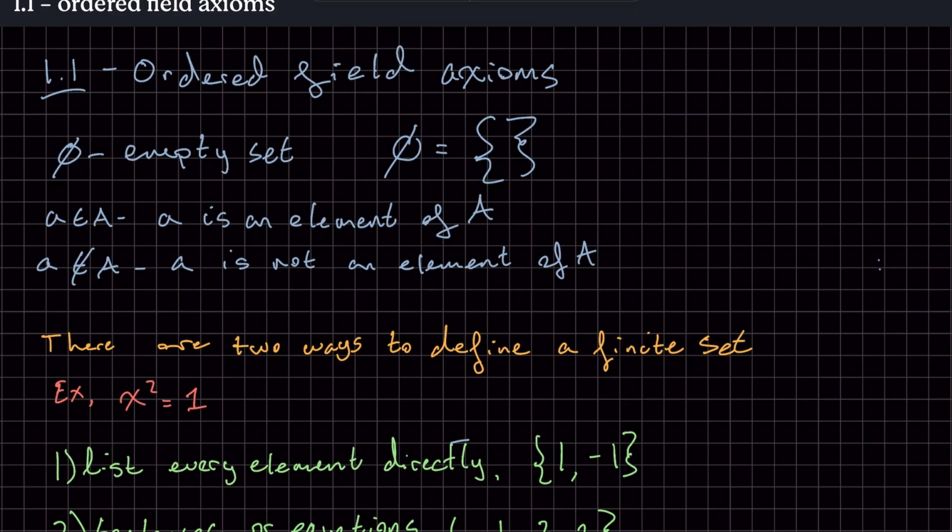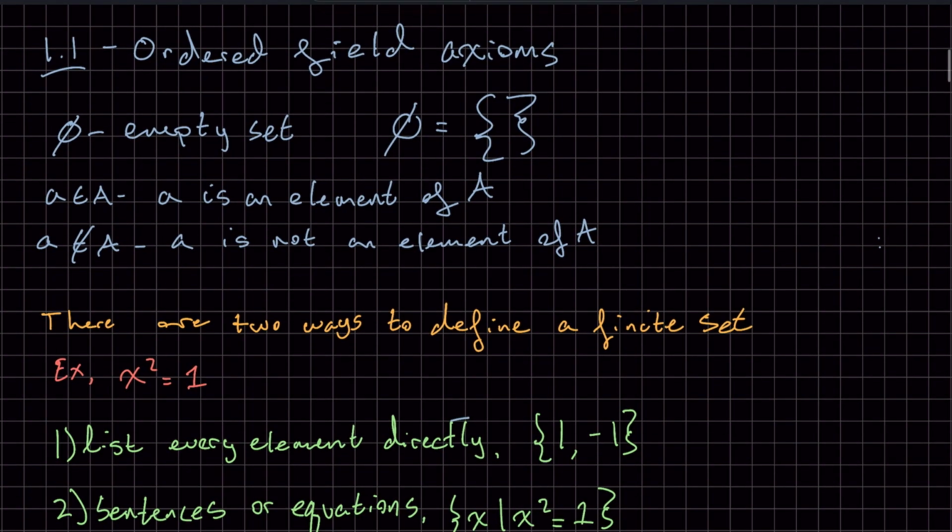The first thing we learn about is the empty set. The empty set is denoted by this circle with a line through it, which is a 0 with a line through it. You can see on the right, it's the set with nothing in it. It's empty. There are no elements of this set.